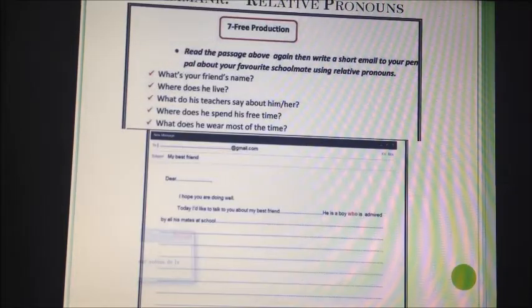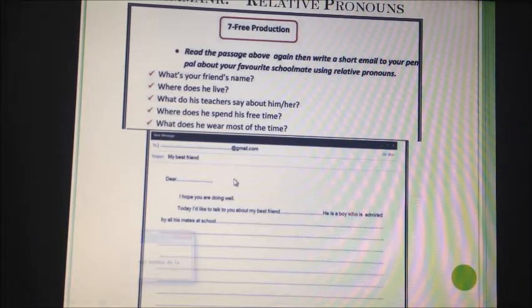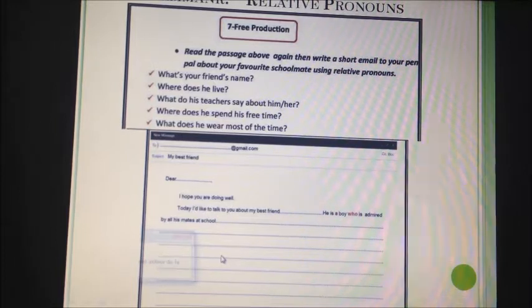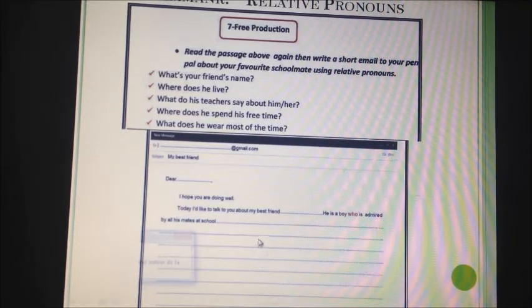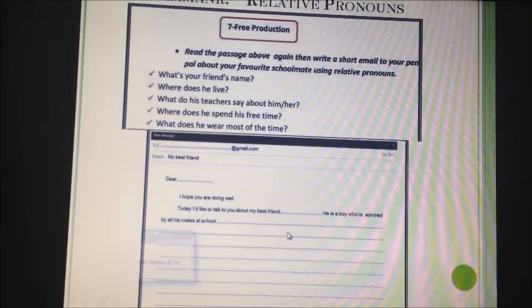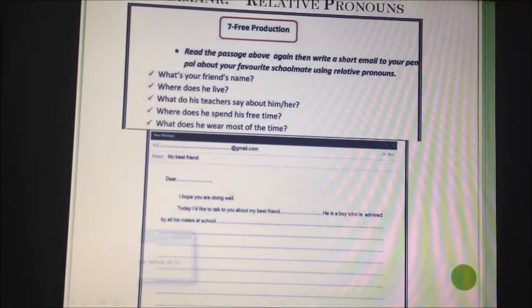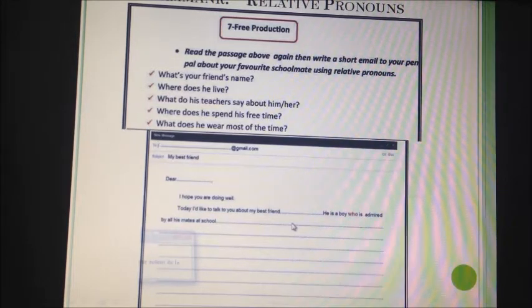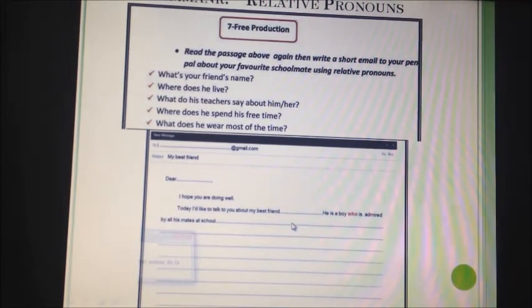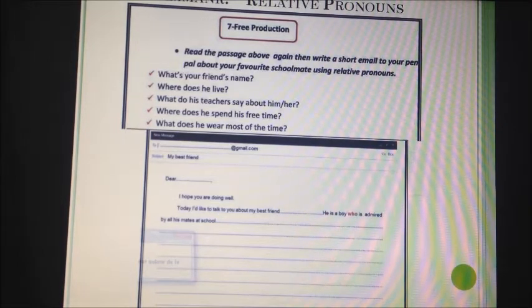So one more and one last exercise. Here it's about writing. So try to write an email to your friend about your best schoolmate or classmate. Okay, use relative pronouns in your writing and use these sentences to help you write a very coherent, well-organized piece of writing.